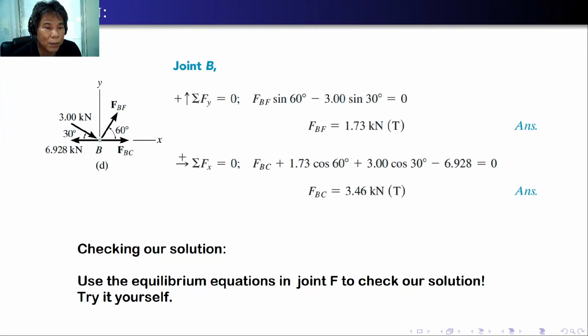You can also sum up forces along the x-axis, which is equal to 0. We have FBC plus 1.73 for FBF, cosine 60 degrees plus 3 cosine 30 degrees minus 6.928, which is equal to 0. The resulting FBC is positive 3.46 kilonewton, so our assumption is correct. You need to check your solution. You can use the equilibrium equation in joint F to check our solution. I will not show it here so you can try it yourself.